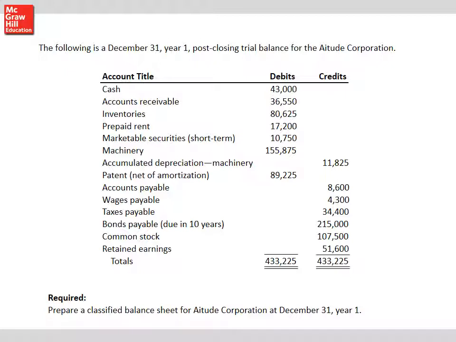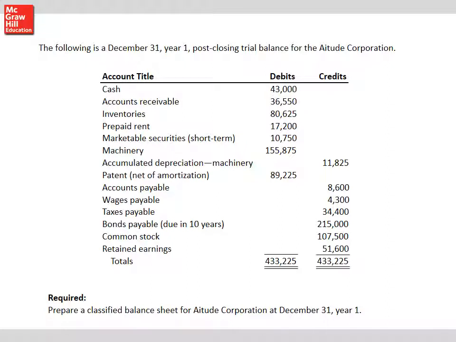Exercise 3.4, here's the following information. December 31st, the post-closing trial balance for iTude Corporation. So they've reset all of the temporary accounts to zero, and these are the assets, liabilities, and updated equity accounts. We need to prepare a classified balance sheet for iTude Corporation at December 31st of year one.